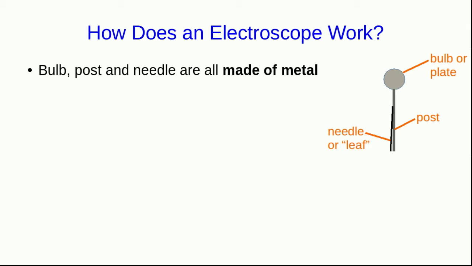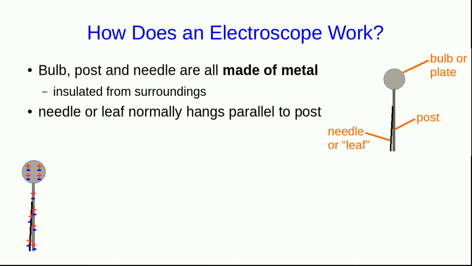Some terminology is useful. At the top of the electroscope is a bulb or plate, and attached to that is a post. And hanging from the post is either a needle or a thin piece of foil called a leaf. All these parts are made of metal, and very importantly, they're all insulated from the surroundings, so unless we transfer charge onto the electroscope, it will remain neutral. The needle or the leaf normally hangs parallel to the post, and by normally I mean when the electroscope is neutral and no charges are near it.